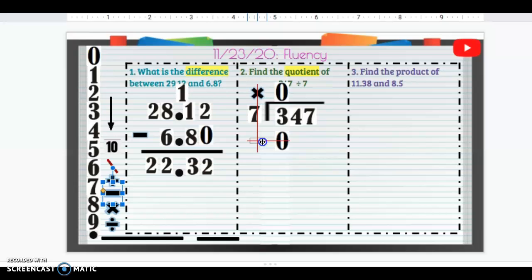I subtract, and you subtract. 3 minus 0 is 3, and I have to now bring down my 4. And then I have to now ask myself, how many times can 7 go into 34? So you have to count your 7s, and I know 7 times 5 is 35, so that's too much, so it has to be 7 times 4. And I'd put my 4 up on top, so 7 times 4 is 28. So I put my 28 below the 34.